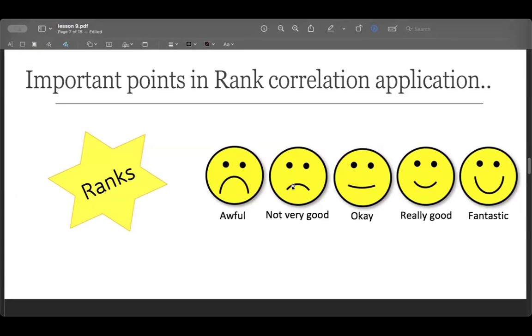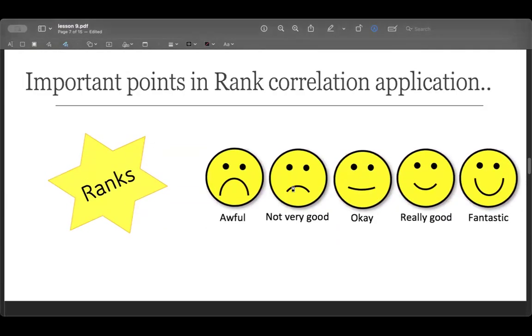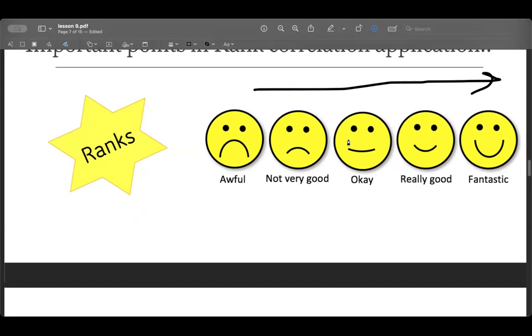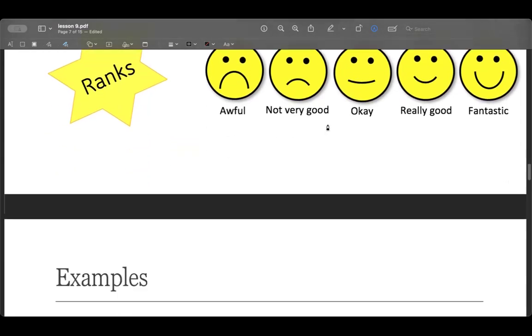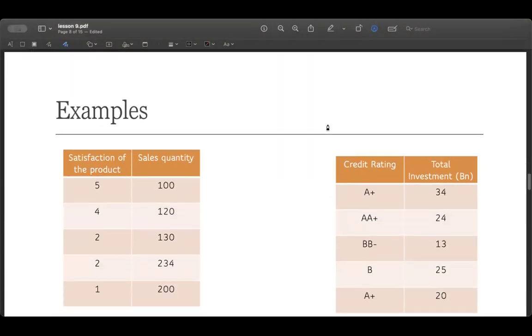Then, important points in rank correlation application. When it comes to ranks, we can rank from either 1 to 5 or 1 to 10. We can rank it whatever we have, from awful to fantastic. Likewise, we can do the rank correlation application like this. That's how we do the application part.